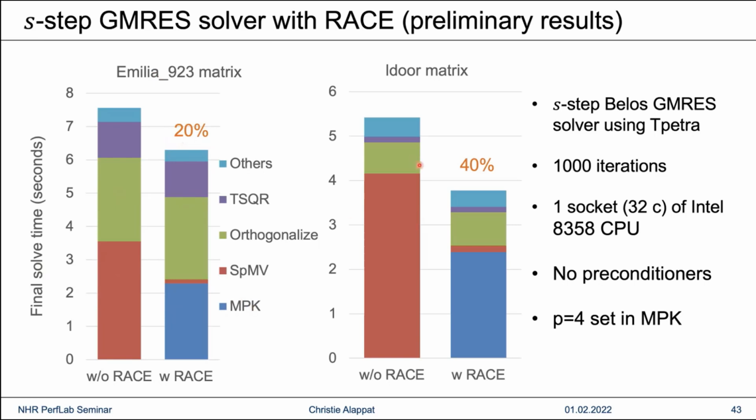For the Eldor matrix, we have a higher speedup. That's because the proportion of time that the s-step GMRES solver spends on SpMV is higher for the Eldor matrix. And since we optimize this SpMV algorithm, the impact is much higher for this Eldor matrix, and that's why we get a 40% improvement.